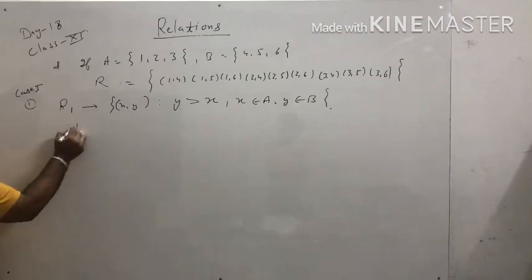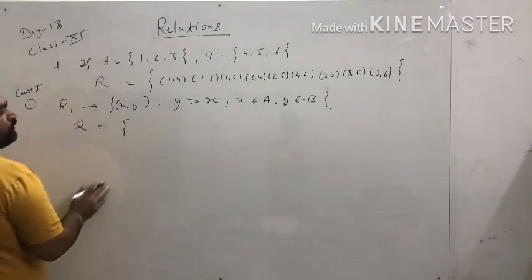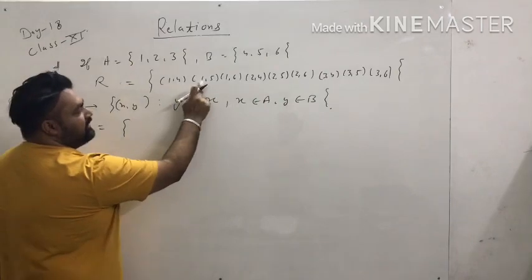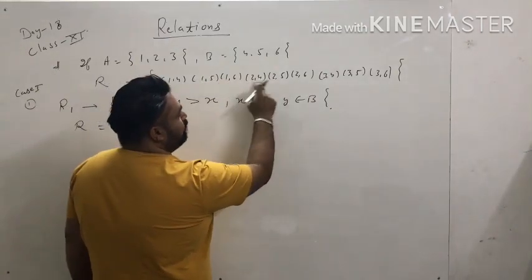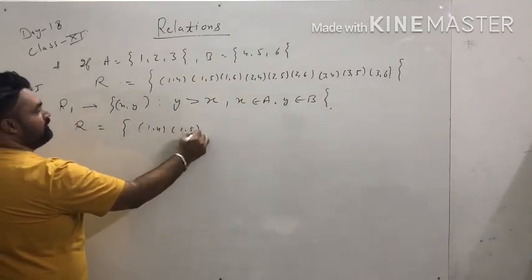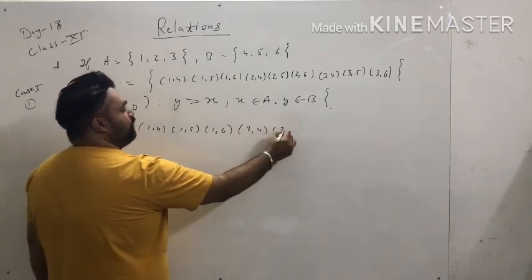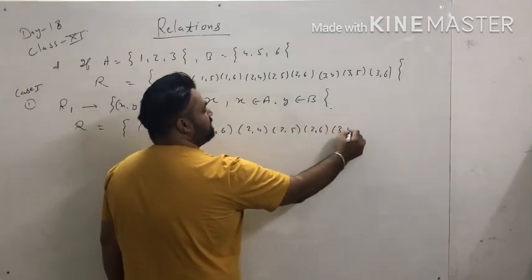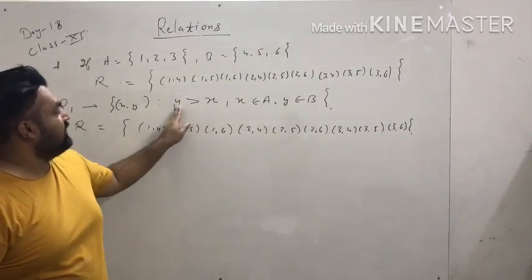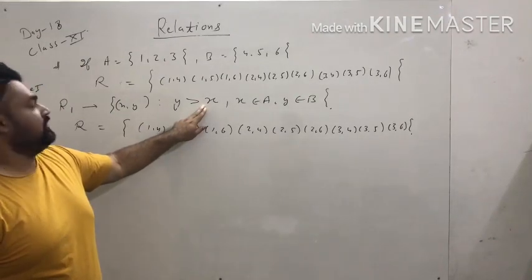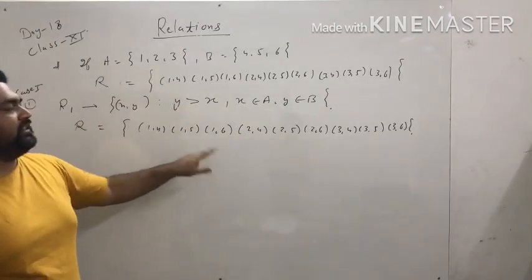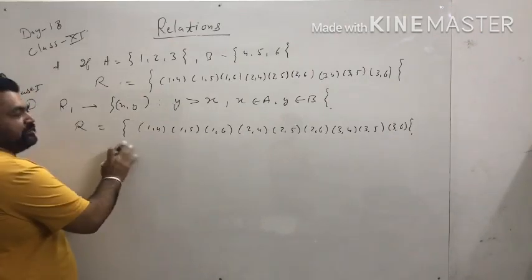So what are the possible ordered pairs? Relation equals y is greater than x. Now 4 is greater than 1, 5 is greater than 1, 6 is greater than 1, 4 is greater than 2, 5 is greater than 2. So all the cases: 1 4, 1 5, 1 6, 2 4, 2 5, 2 6, 3 4, 3 5, 3 6. Please listen carefully. The condition is y is greater than x, which means in all these values the value of y is greater than x. So this condition is satisfied.